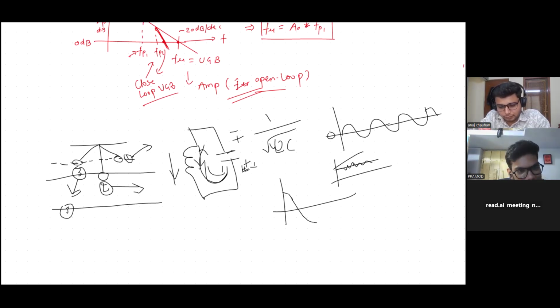This is from simple mechanics. You can say in the first position, the pendulum is at rest position. It means it is having potential energy.